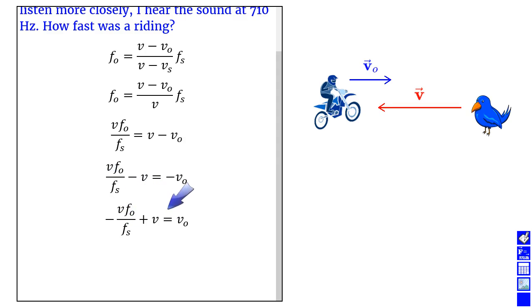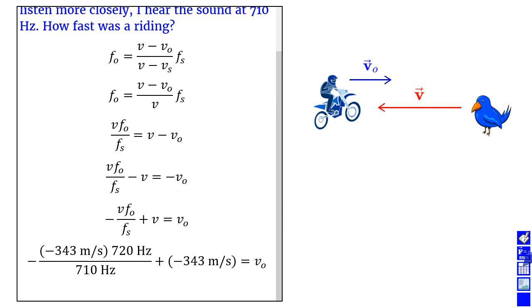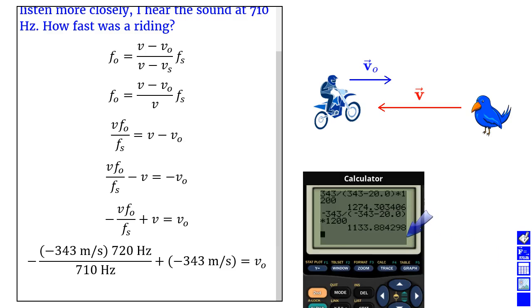Now we can replace the symbols by the measurements. The V in both places we replace by negative 343 meters per second. The FO, the observed frequency, is 720 hertz. The actual frequency of the source is 710 hertz. Now in the first term, I've got a negative sign, and I've got a second negative sign with the 343. Those two negative signs are going to cancel, so I can ignore both of those. Typing this expression in on the calculator, I get my answer. VO, the speed of the observer, the speed of the bike, is 4.83 meters per second.